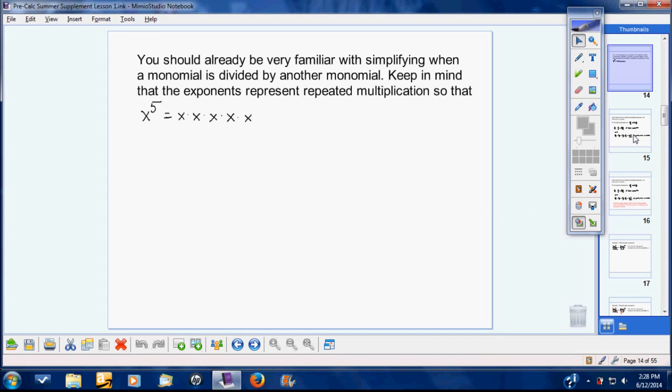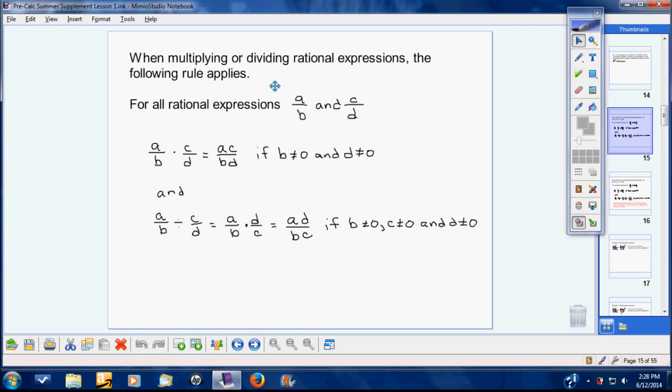And you know this. This is nothing new, but we do need to review it because you have got to be super solid on this before the polynomials can even be addressed. Okay, so let's take a look here. We also need to take into account when you multiply or divide fractions.